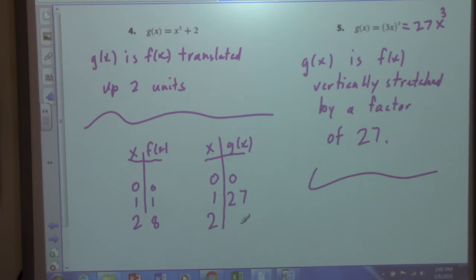What's 27 times 8? A lot. So it's going to be 208, right? 216. 216, okay, I got it wrong. So are you going to have to do that for all of them that have an exponent? I did it wrong, it's 216. Okay, so these numbers here, that's 1 times 27, 8 times 27. So vertically stretched by a factor of 27, all right?